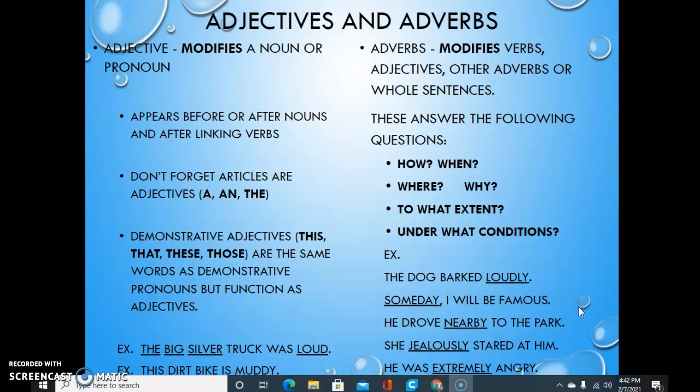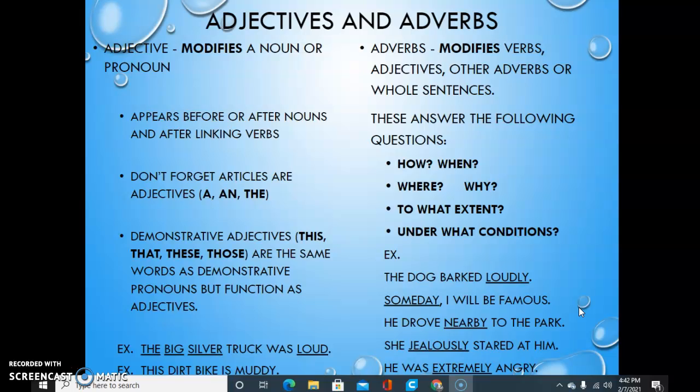And if you take a look at the one at the very bottom, he was extremely angry. Well, how angry was he? Or to what extent was he angry? Or under what conditions was he angry? Well, he was extremely angry. I mean, that sort of suggests the extent to which he was angry. Extremely. So those would be some examples of adverbs and certainly some of the questions that they could answer.